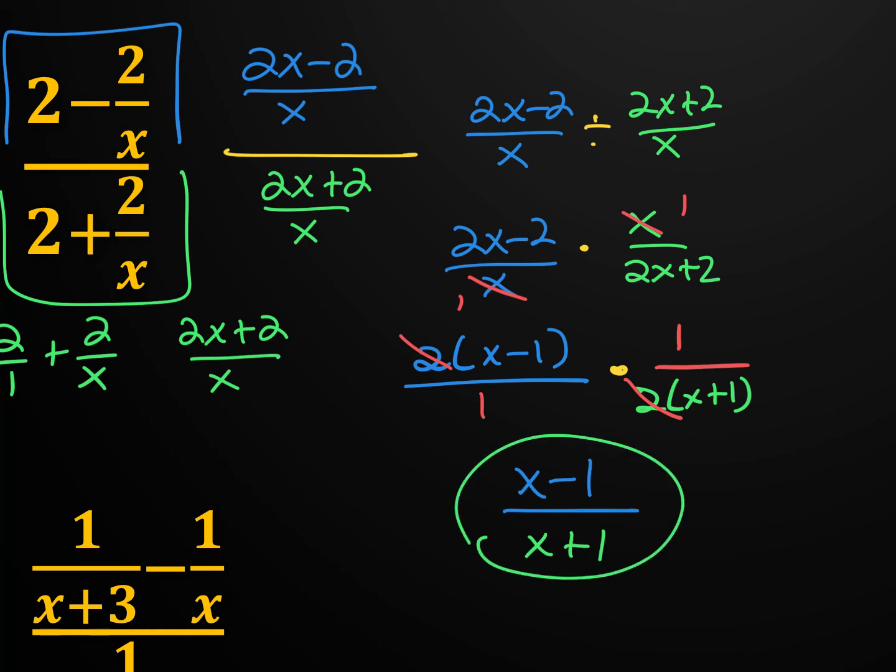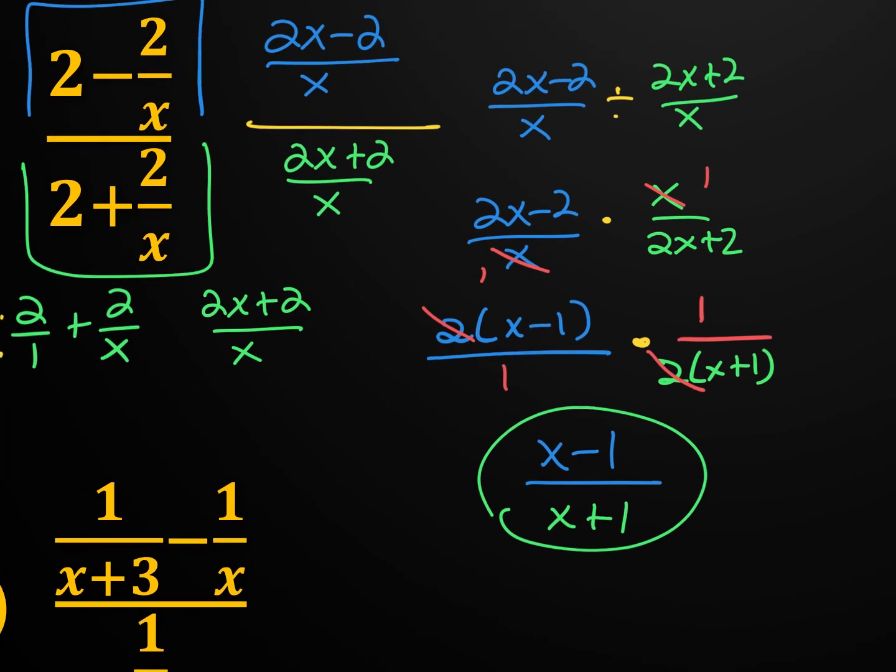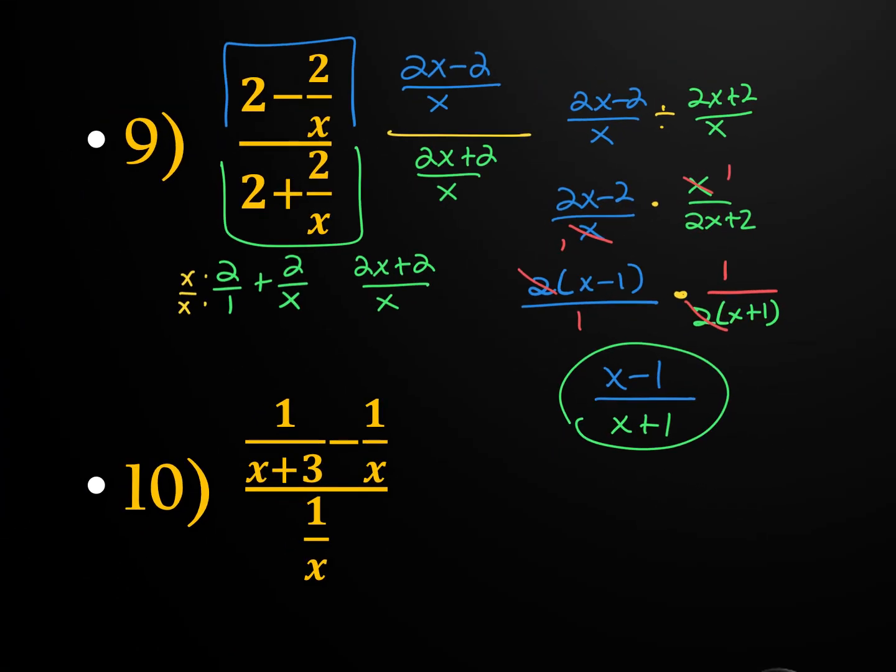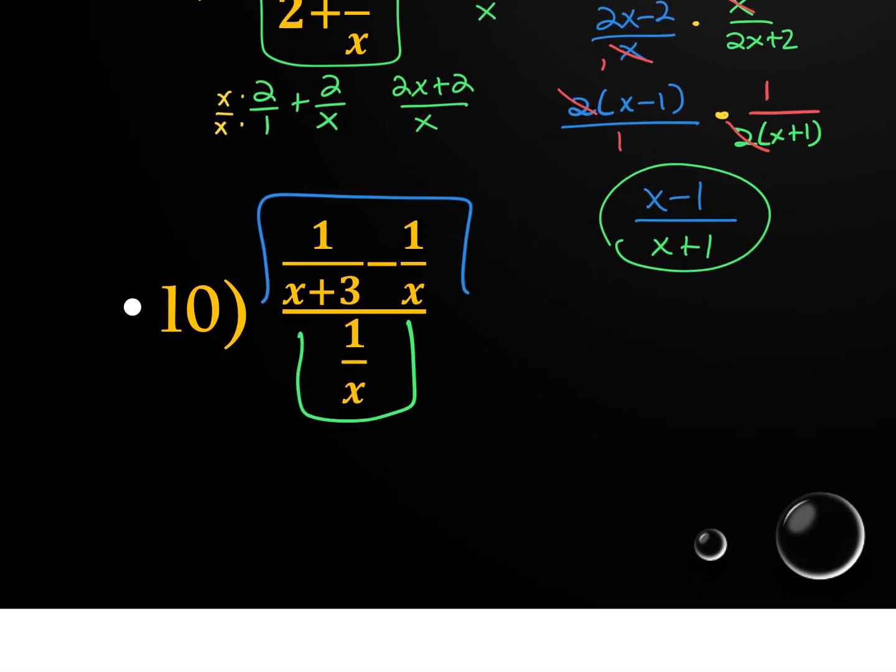And then one last example. The denominator I don't need to do anything with. However, the numerator, I need to find a common denominator. So let me go ahead and do that one. I'll do it down here. So I'm going to do the numerator here. So 1 over x plus 3 minus 1 over x.